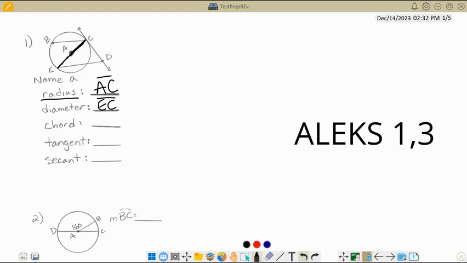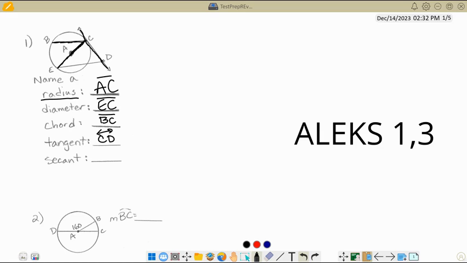Chord is BC. Here's a chord right here. So BC is a chord. A tangent is right over here. This is a tangent line right there. So CD is a tangent. All right. And you can put line like that, arrows on the top.